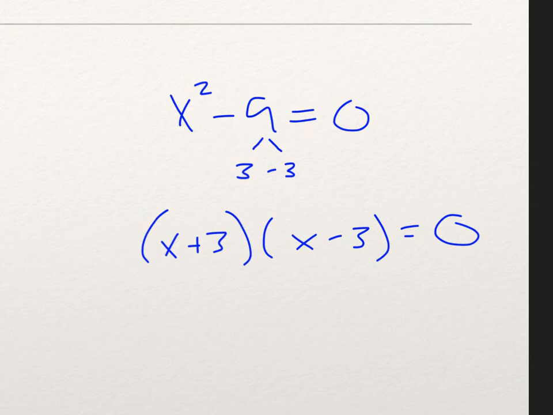You can solve it like this. Since we don't have a middle term, we would just say, what are two factors of negative 9 that add to 0? And that would be 3 and negative 3. And we would get the same answer as before. So it's just a different way of factoring. If it's easier to see it this way, factor it this way.